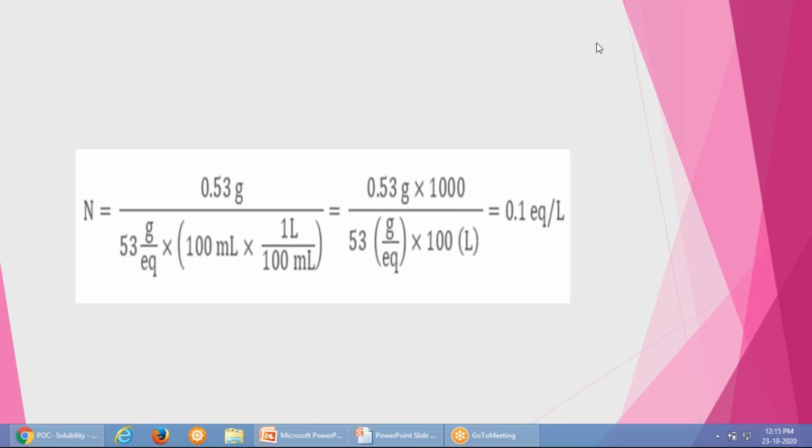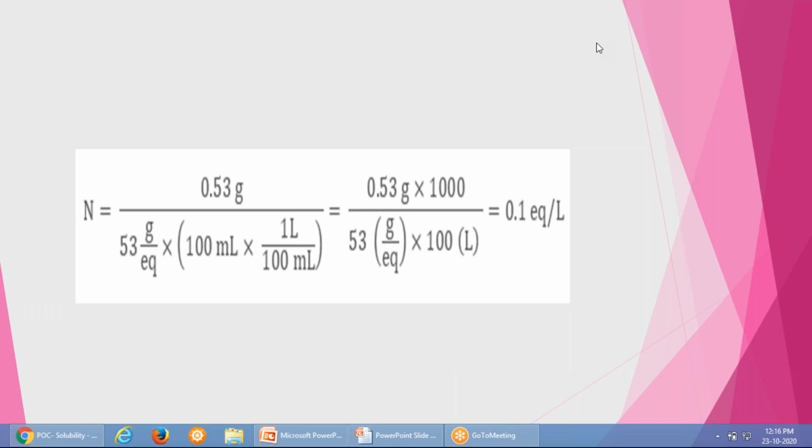Now tell me about sulfuric acid. What is the molecular weight of sulfuric acid? 98 grams. Now what is the equivalent weight of sulfuric acid? 49. Why? Because it has 2 replaceable hydrogen ions, H2SO4, so 2 hydrogens can be replaced. Hence the molecular weight is divided by 2. So 98 divided by 2 is equal to 49 grams.